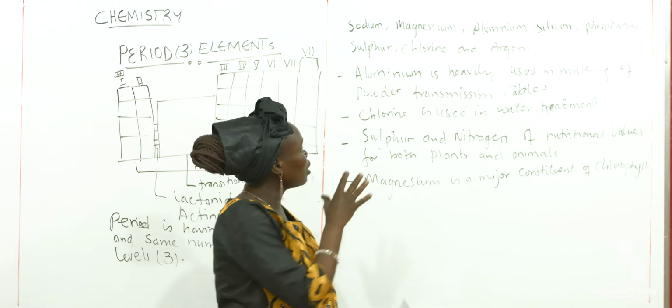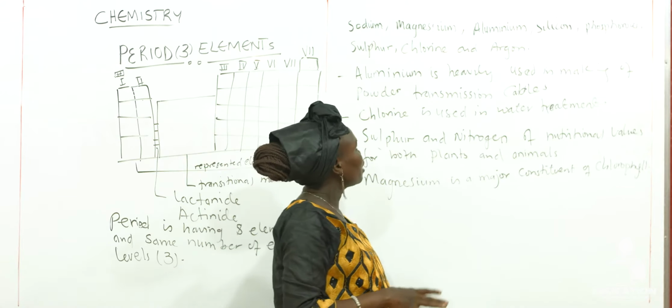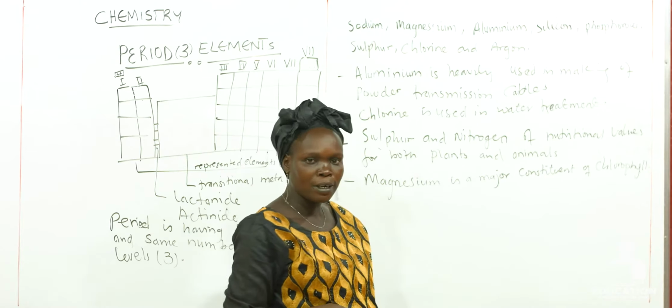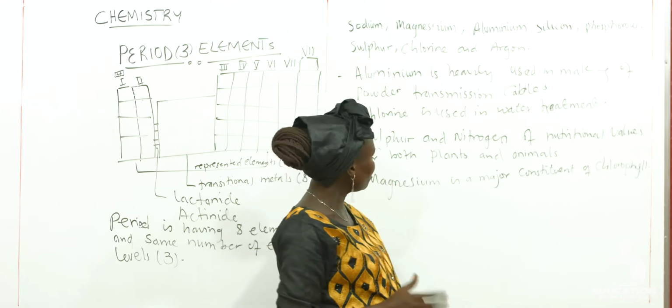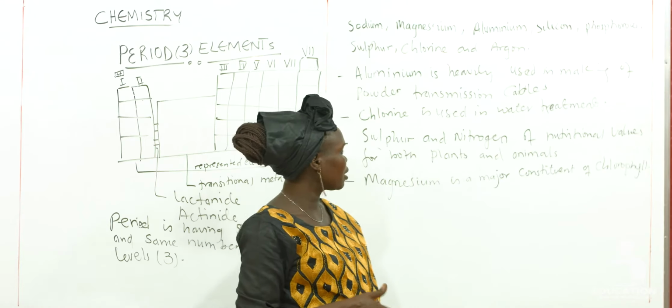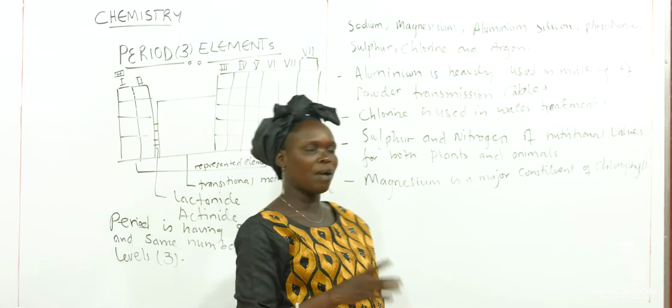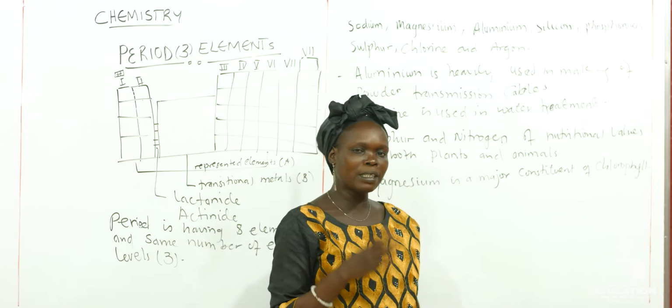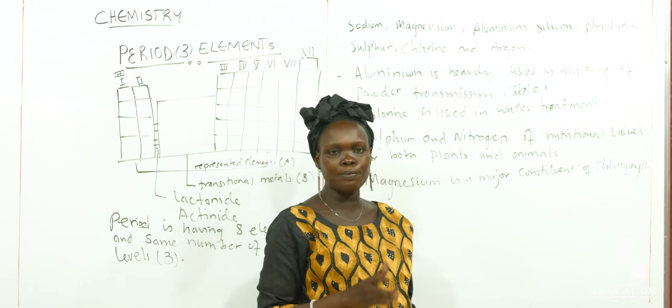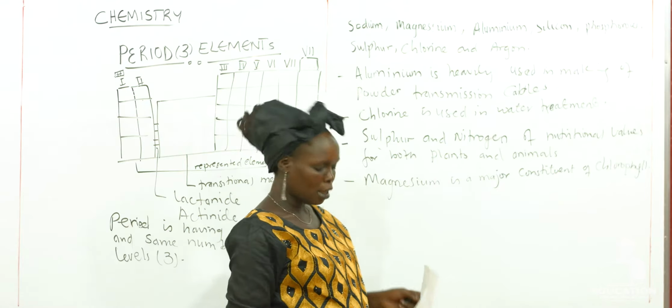So with these few outlines, we have seen that aluminium is very important in our daily life. Also, chlorine is very important in our daily life, plus sulfur and nitrogen, and also magnesium. So most of these elements in the periodic table are very important in our daily lives.